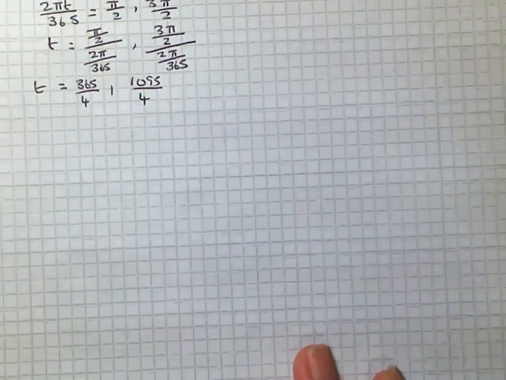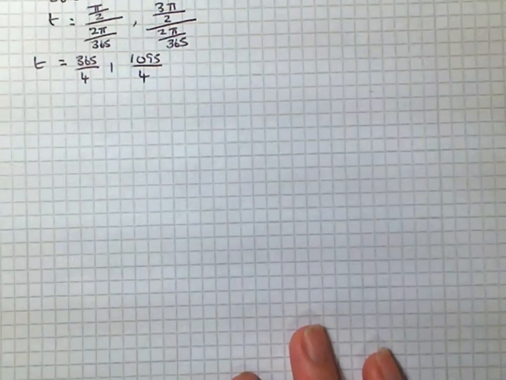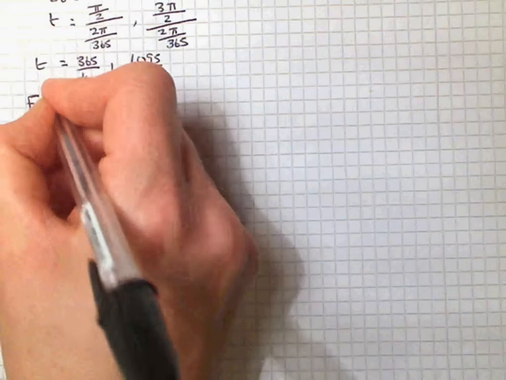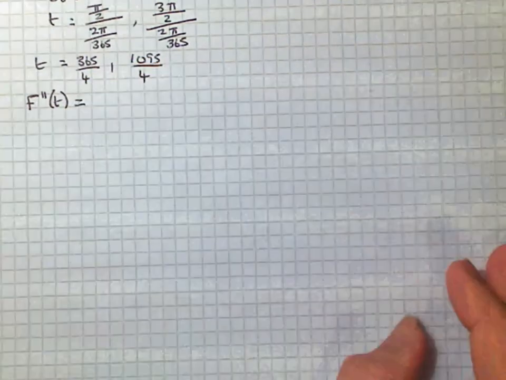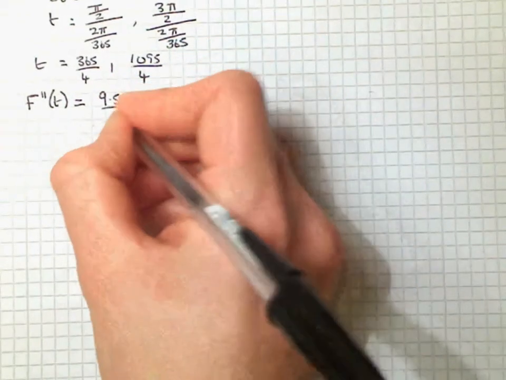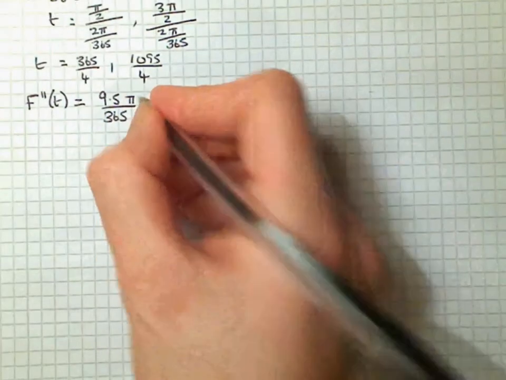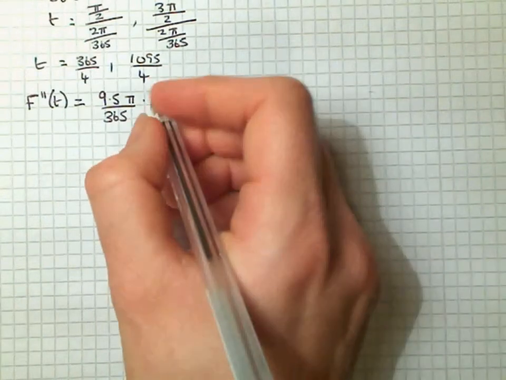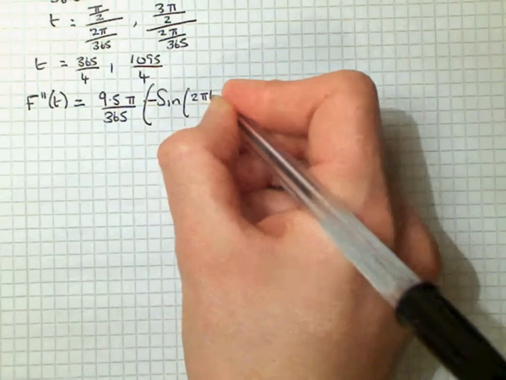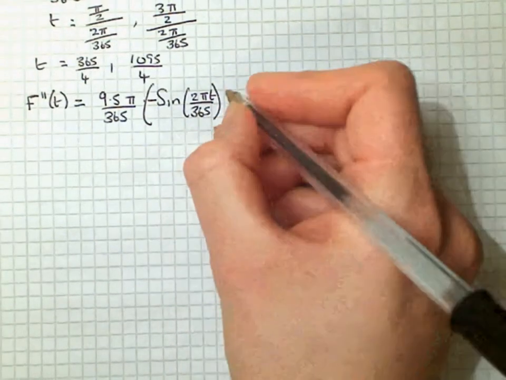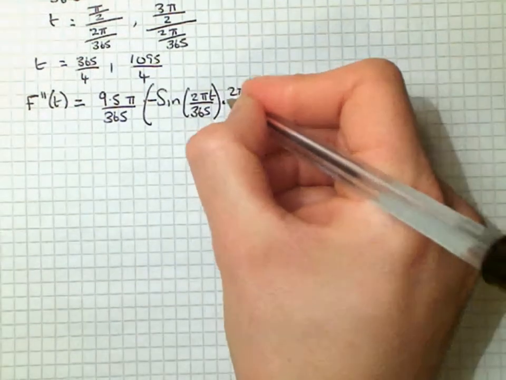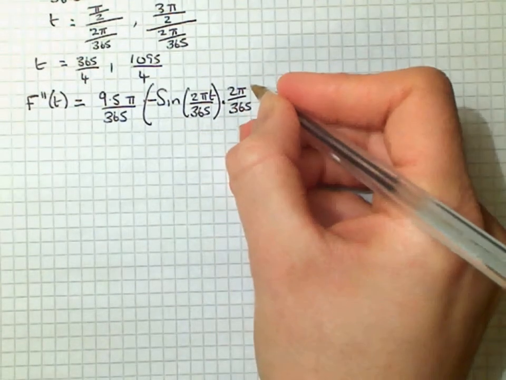Now, the longest day, a maximum. So we have to prove that what we have is a maximum. How we do that is we find f''(t), the second derivative. So we have 9.5π over 365, and when we differentiate cosine, we get minus sine. So minus sine of 2πt over 365, times the derivative of 2πt over 365, which is 2π over 365.